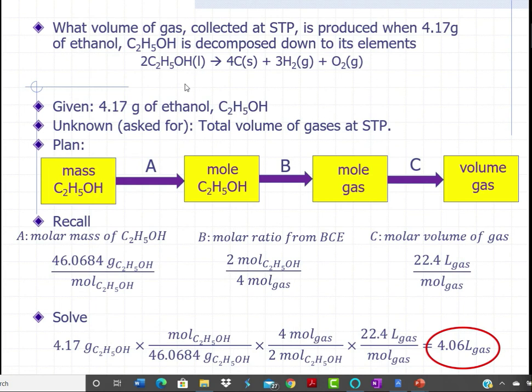So when we take our 4.17 grams of ethanol and allow it to decompose down into its elements, we're going to get a total of 4.06 liters of the hydrogen and the oxygen combined. Now, another way we could have solved this was to get 2 answers: figure out the number of moles of oxygen, the number of liters of oxygen produced, and the number of moles of hydrogen produced, and then add those together. That should still give you the 4.06 liters.